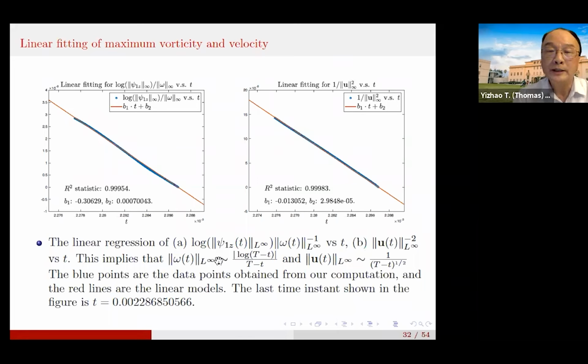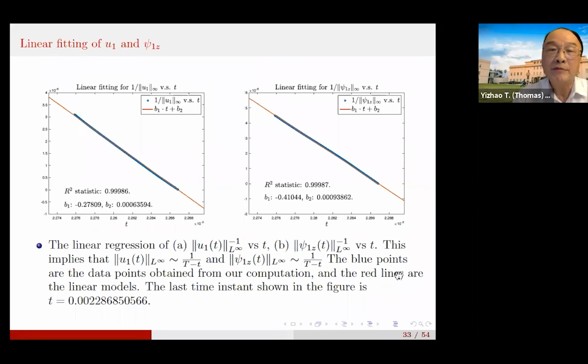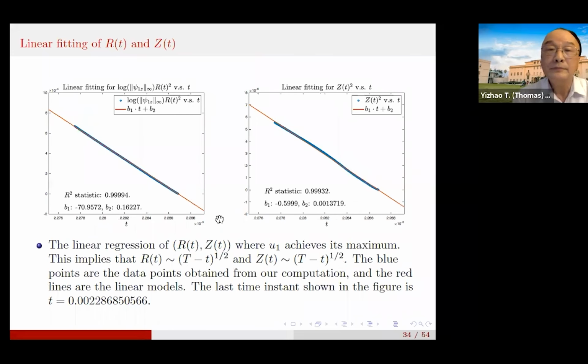You get 1 over capital T minus T, with a logarithm correction. So it's certainly not integrable in time. The velocity field, like 1 over square root of capital T minus T, is basically set by the Navier-Stokes scaling. In the U1 and omega-1 plot, like 1 over capital T minus T, you get a very nice scaling, right? And R and Z for a long time scale like a square root of capital T minus T.